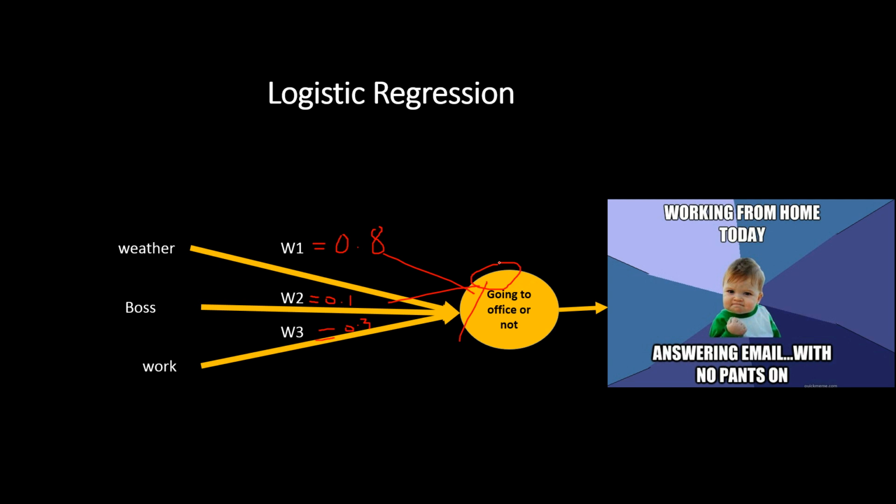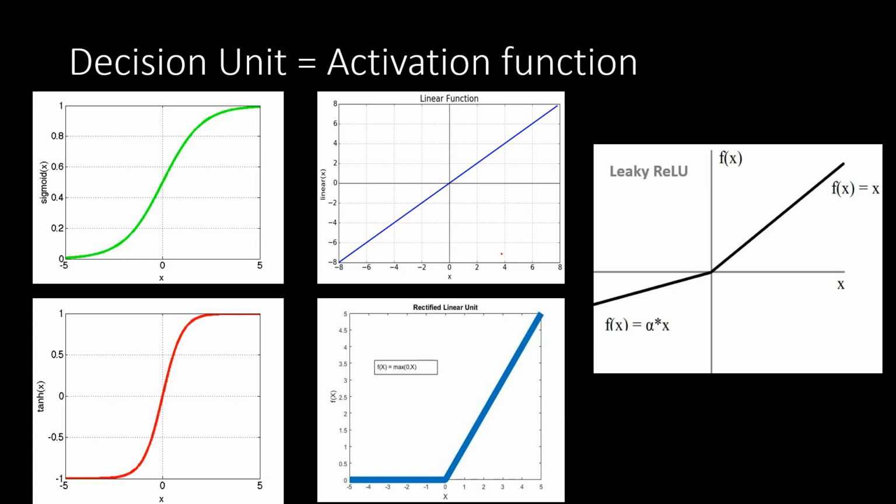The same thing is done in logistic regression, but here the decision unit is the activation function, which we'll look into. In case of logistic regression, it is the sigmoid, but there are a number of these decision units or activation functions, such as sigmoid, tanh, linear function, rectified linear unit, and leaky ReLU. All these 1, 2, 3, and 4 are non-linear activation functions, whereas this one is a linear activation function.